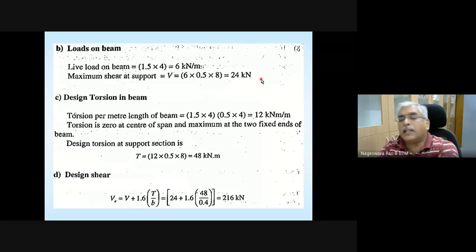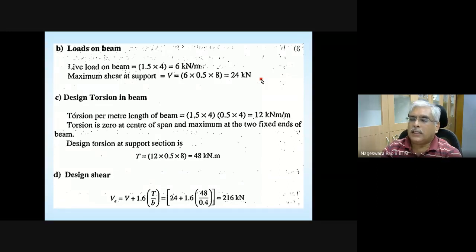This example is illustrating how to calculate direct shear as well as torsional moment. Okay. So now the design torsion, or the torsional moment. Torsion per meter length of beam is given by 1.5, the intensity of the load, and the cantilever span is 4 meters. Okay, the cantilever span is 4 meters.